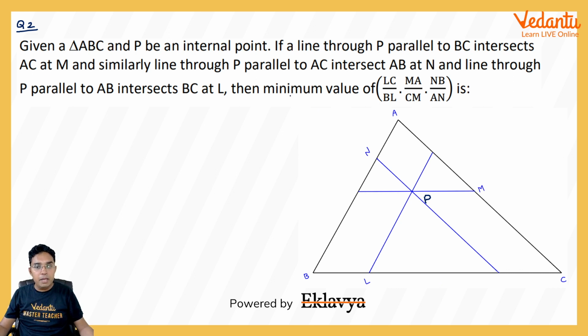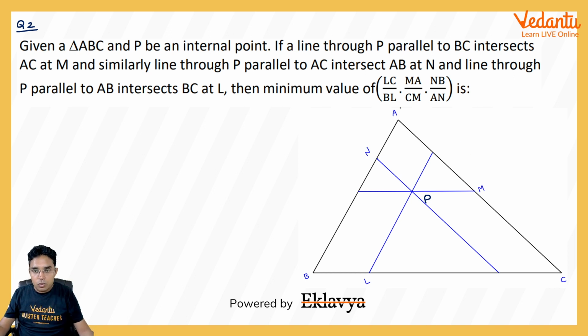Then we have to find the minimum value of LC upon BL, MA upon CM, and NB upon AN. So basically these numbers, which divide these sides, what will be the minimum value? Maybe by some option putting, or I should say objective method, by taking points exactly lying somewhere in between, we may find the value. But I will like to discuss the proper method of how we can do it.